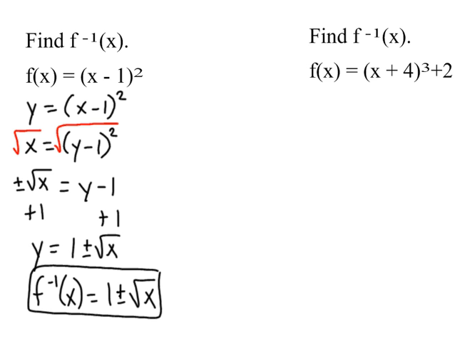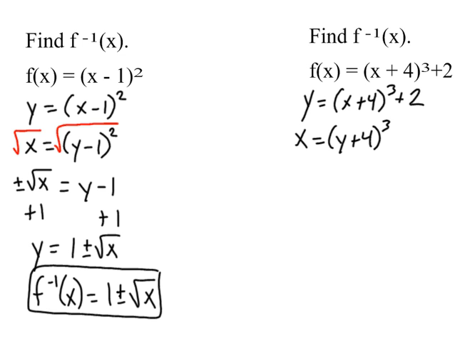Let's take a look at the next example. Again, substitute a y for f of x. Now let's switch x and y. And start solving for y. First up is the 2. Let's minus it from both sides. Now let's get rid of the exponent by doing the cube root.